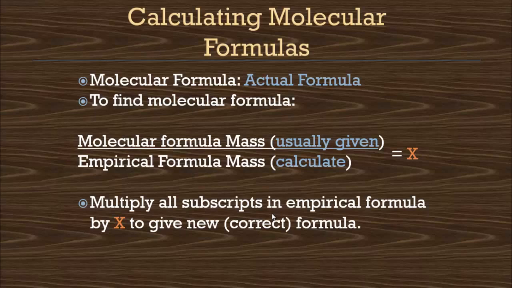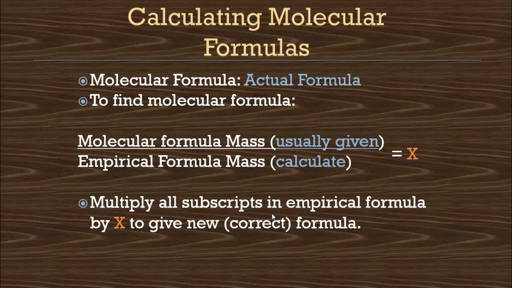Then you're going to divide by your empirical formula mass. This is the one that you're going to calculate. So you're going to have found the empirical formula, and then we're going to look them up and add them up, and we're going to calculate this. Divide the two, and that gives you a number x. And then you multiply all of your subscripts in your empirical formula by this number x, and that is going to give you the correct formula.